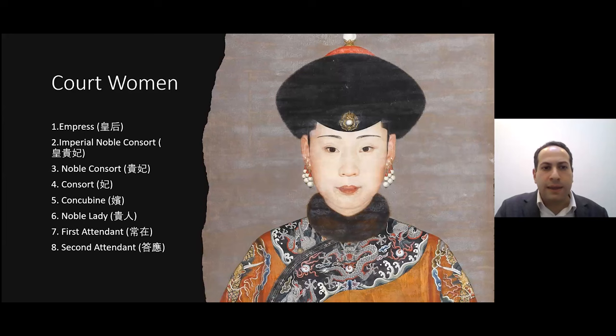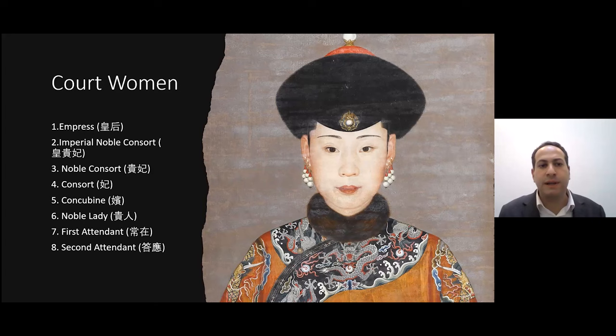And then there's court women as well in the imperial palace. There would have been thousands of them. There is, of course, the empress at the top. And then going down, you would have the noble consort, and then consorts and concubines, noble ladies, first attendants. We're going to have a lecture later in the series by Brett Hinch, who will talk about women in the Qing dynasty. It's going to be really interesting.